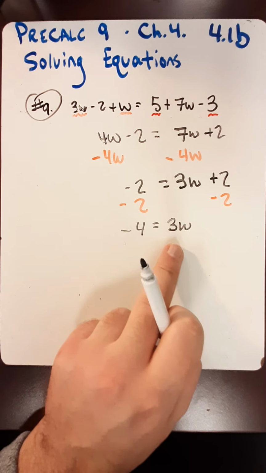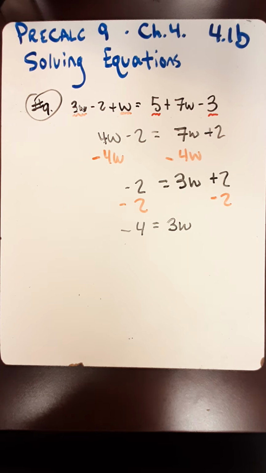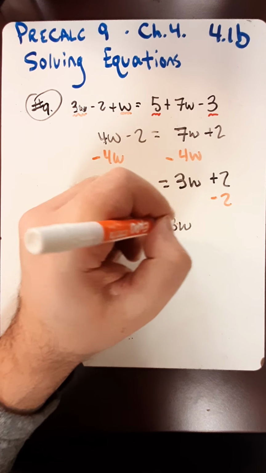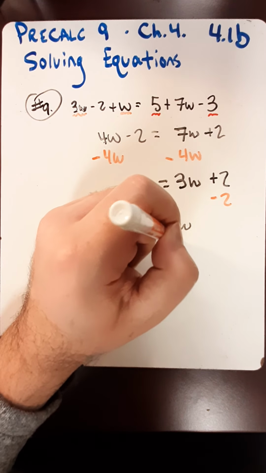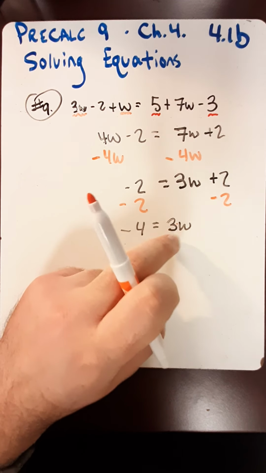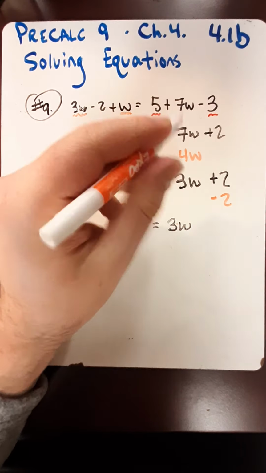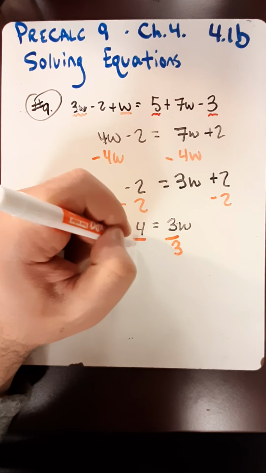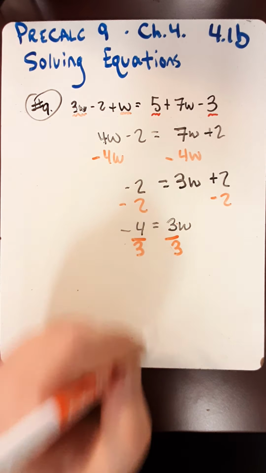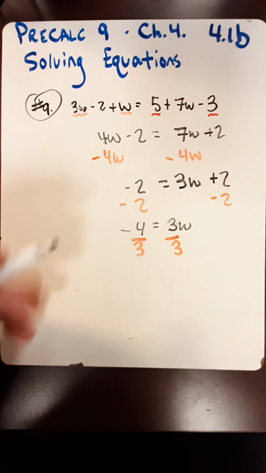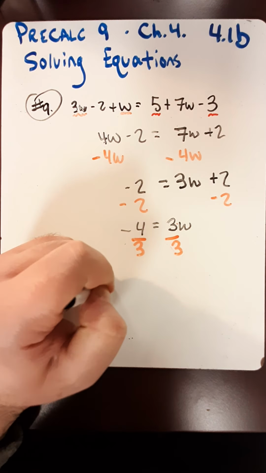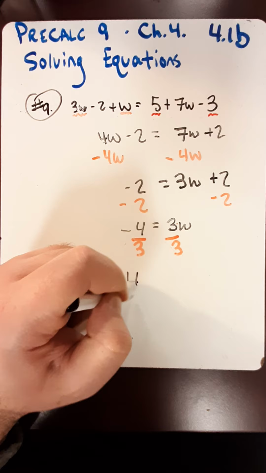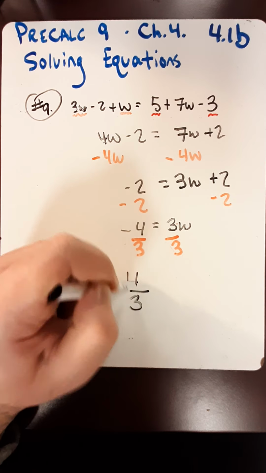And that really means 3 times W. And the reverse of times is divide. And I could show it with the division symbol, or I could just write it like that. Remember, a fraction and a division statement are the same thing. So there we are. There's our final answer. W in this question is minus 4/3.